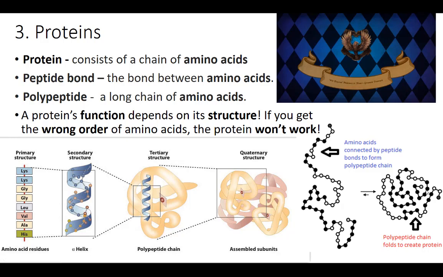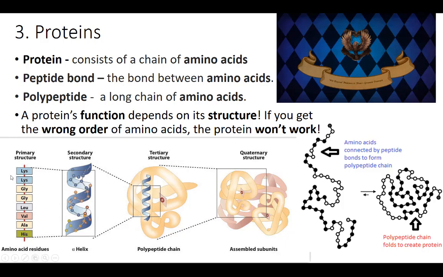If it's a square shape, it can fit in the square hole. If it's a round shape, it can fit in the round hole, and so on and so on. But if it doesn't form the right shape, if one amino acid is incorrect, the overall structure will be incorrect, and so the function cannot happen. So it's very important with amino acids that this order is correct. What determines this order? Well, your DNA does.